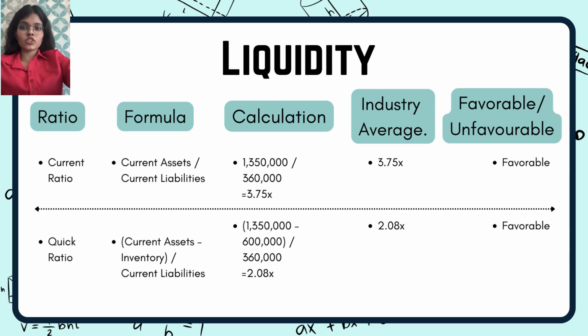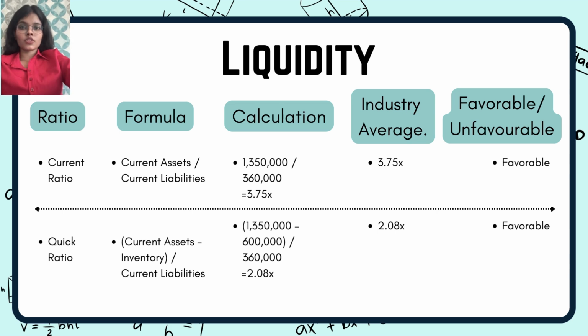For the current ratio, the formula is current assets divided by current liability. KEC has current assets of 1,350,000 and current liability of 360,000. Thus, the current ratio is 1,350,000 divided by 360,000, resulting in 3.75. This is higher than the industry average of 3.5 times. This is favorable, indicating that KEC is in a strong position to meet its short-term liability.